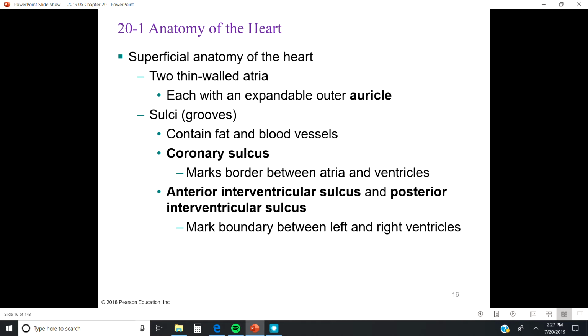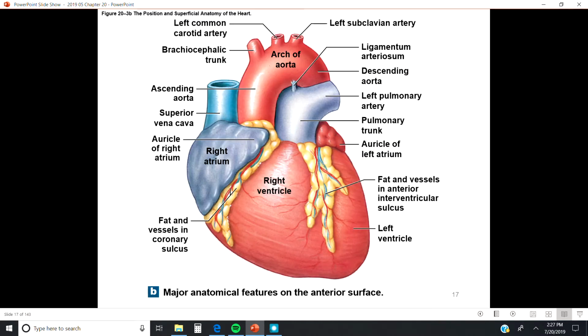So let's start with the atria. The top two chambers of the heart are known as the atria. Each of the atria has this outer pouch that has the ability to expand, known as the auricle.